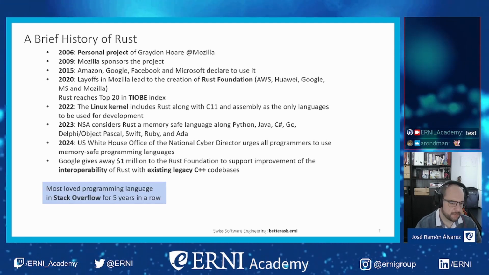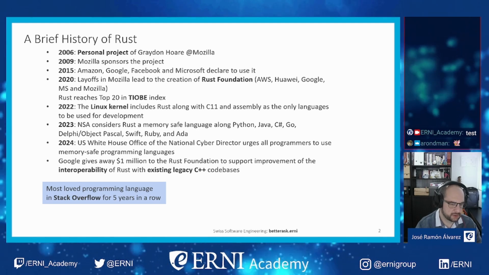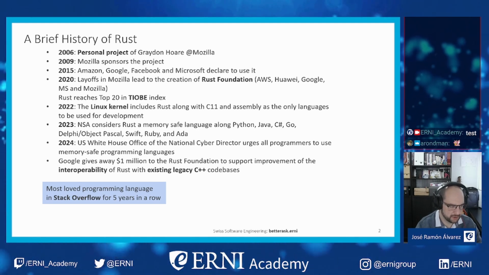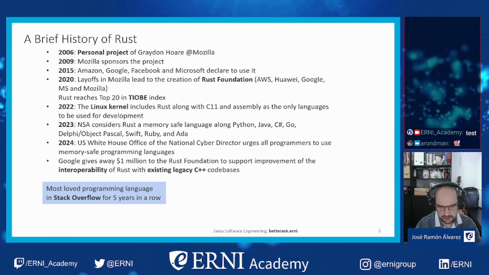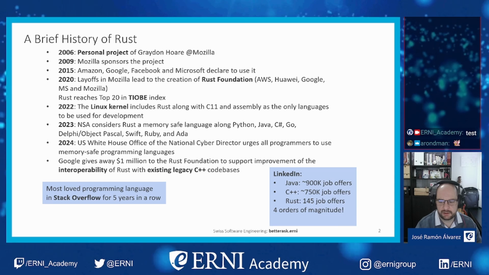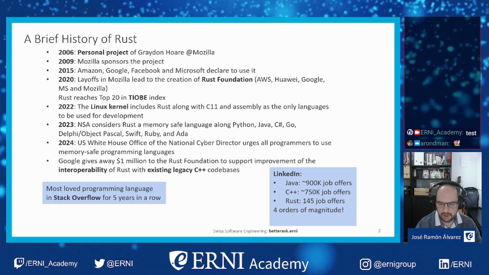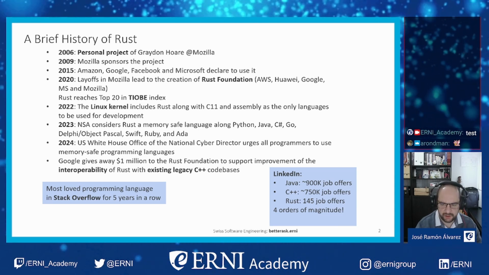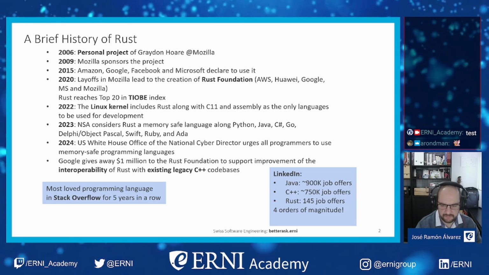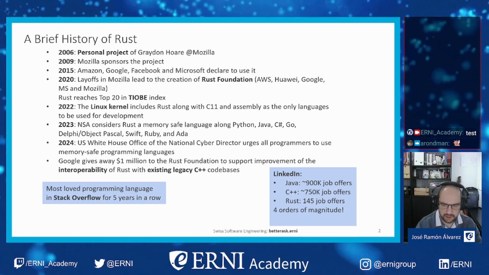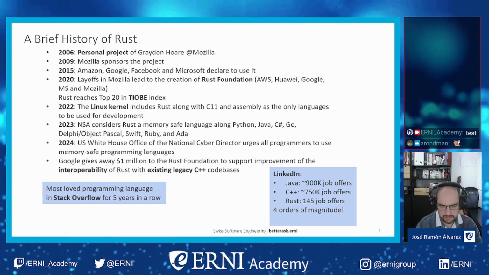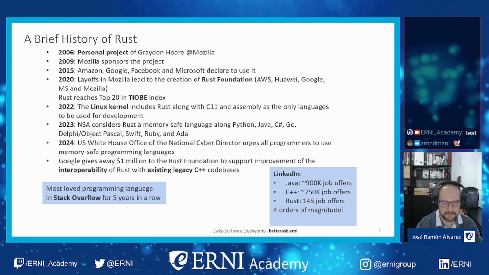Meanwhile, the Stack Overflow community has chosen Rust as the most loved language 5 years in a row, but in the real world, the number of positions offered on LinkedIn for Rust is like 4 orders of magnitude smaller than the positions for Java and C++, which are the most demanded languages nowadays.